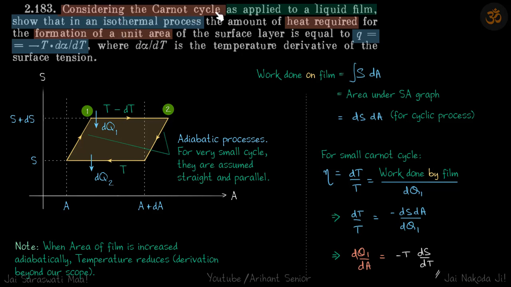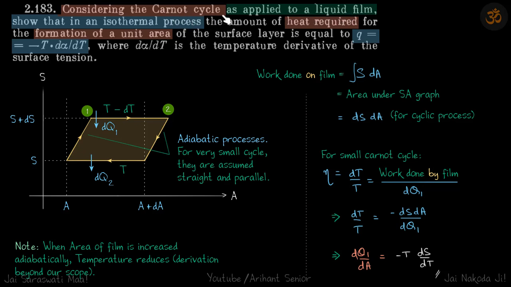Considering the Carnot cycle as applied to a liquid film, show that in an isothermal process, heat required in formation of a unit area is given by minus T d alpha by dt. So alpha is surface tension. So, Carnot cycle as applied to a liquid film.